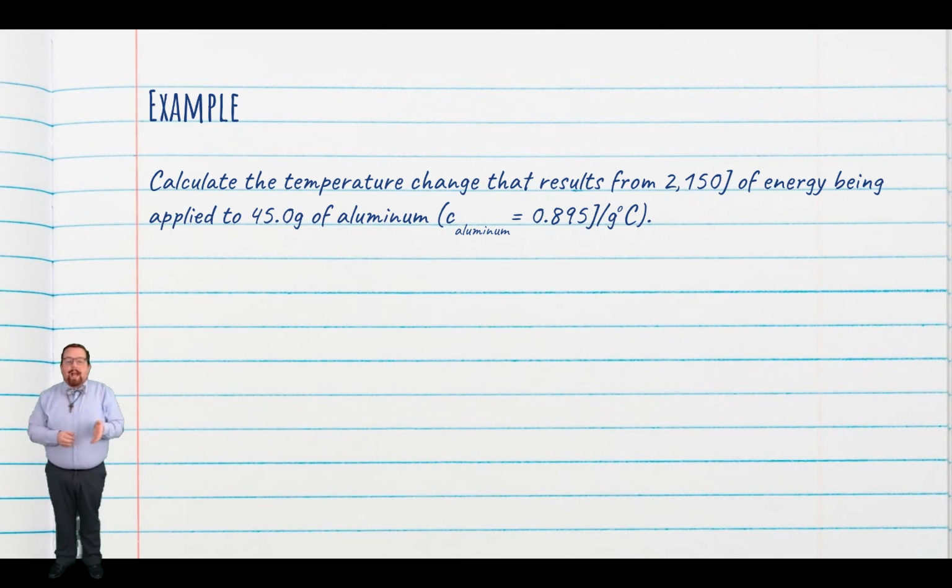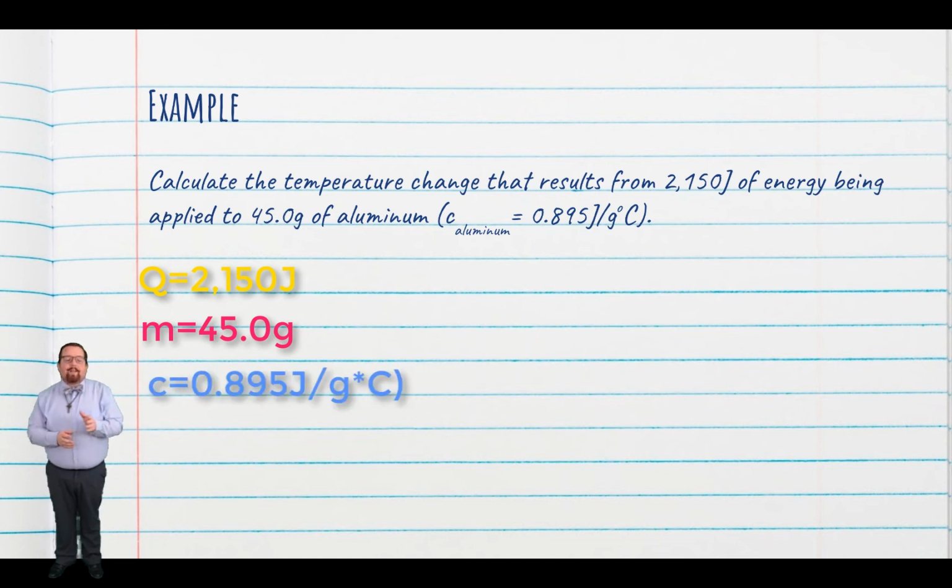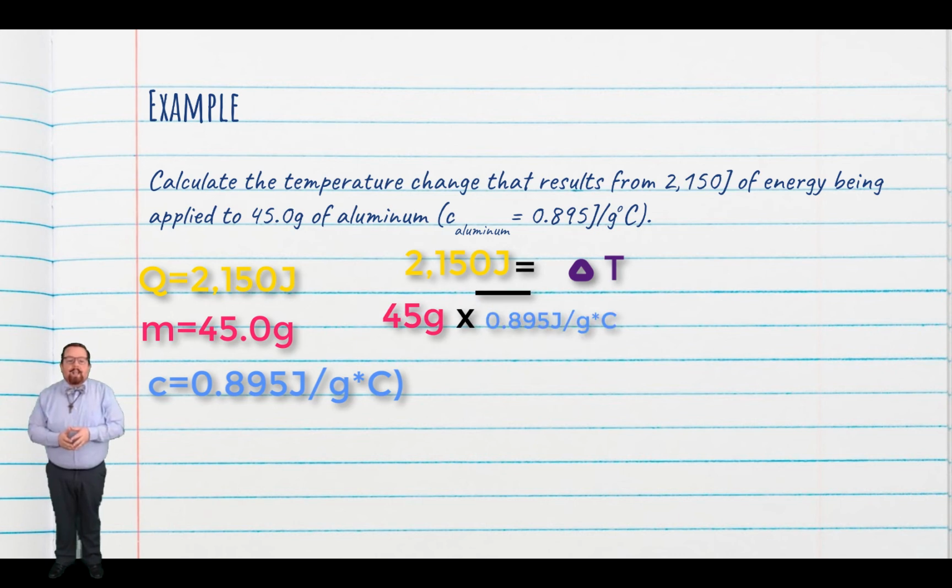The energy being applied would be our heat, so Q is 2,150 joules. The mass is 45 grams. The specific heat, C, is 0.895 joules per gram degree Celsius. To solve for delta T, you divide Q by MC. So 2,150 divided by the product of 45 and 0.895 gives you a change of temperature of 53.4 degrees Celsius.